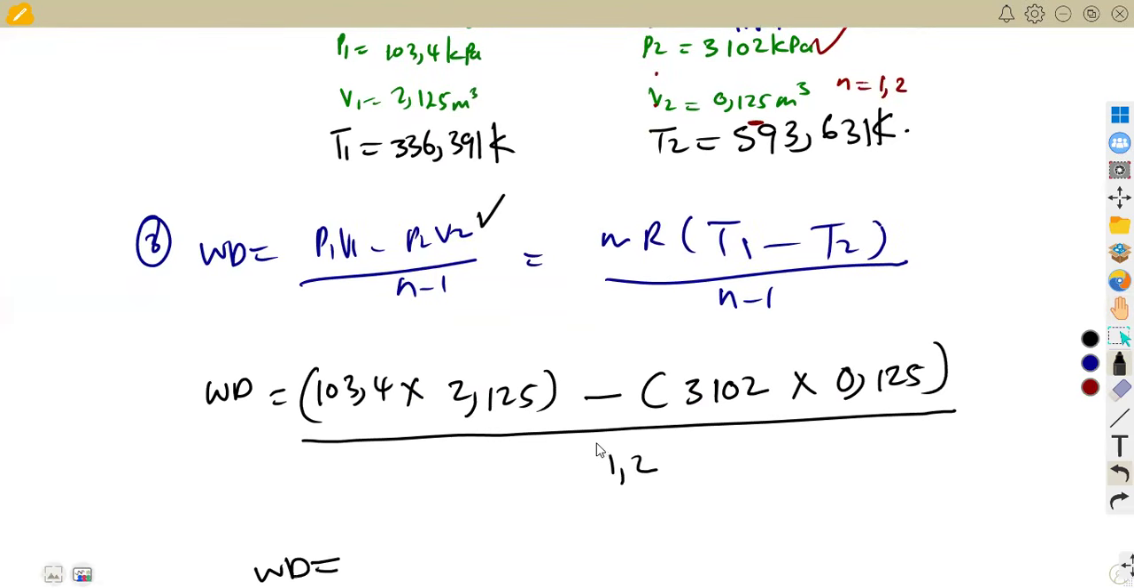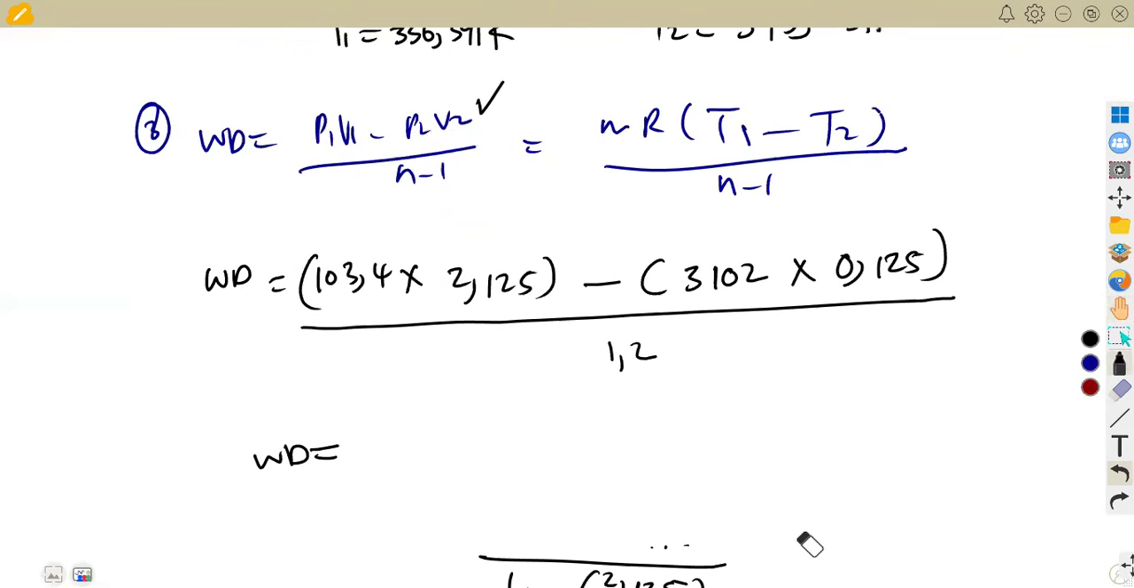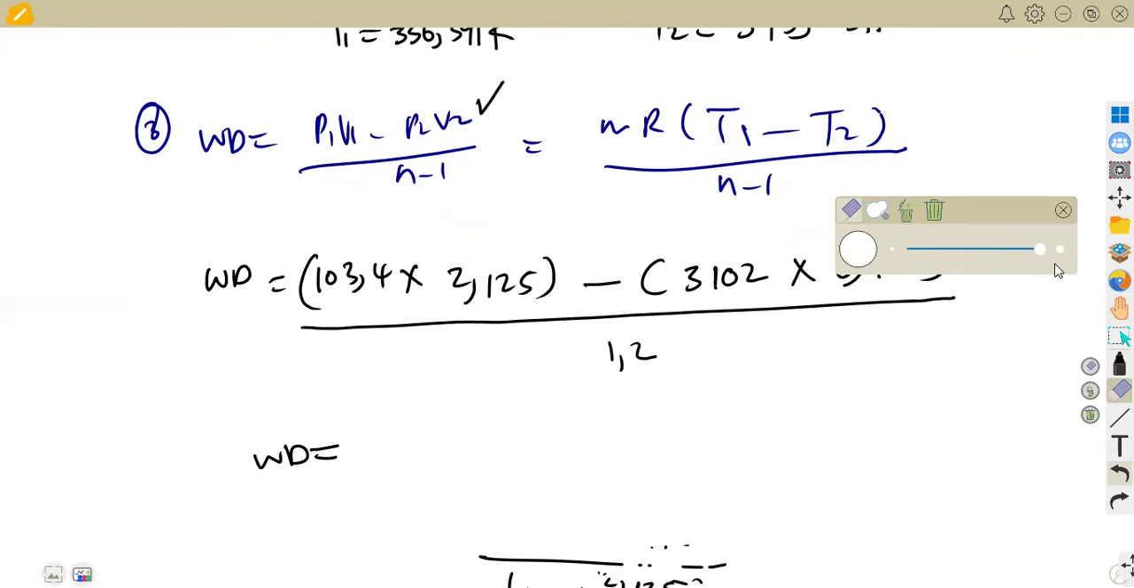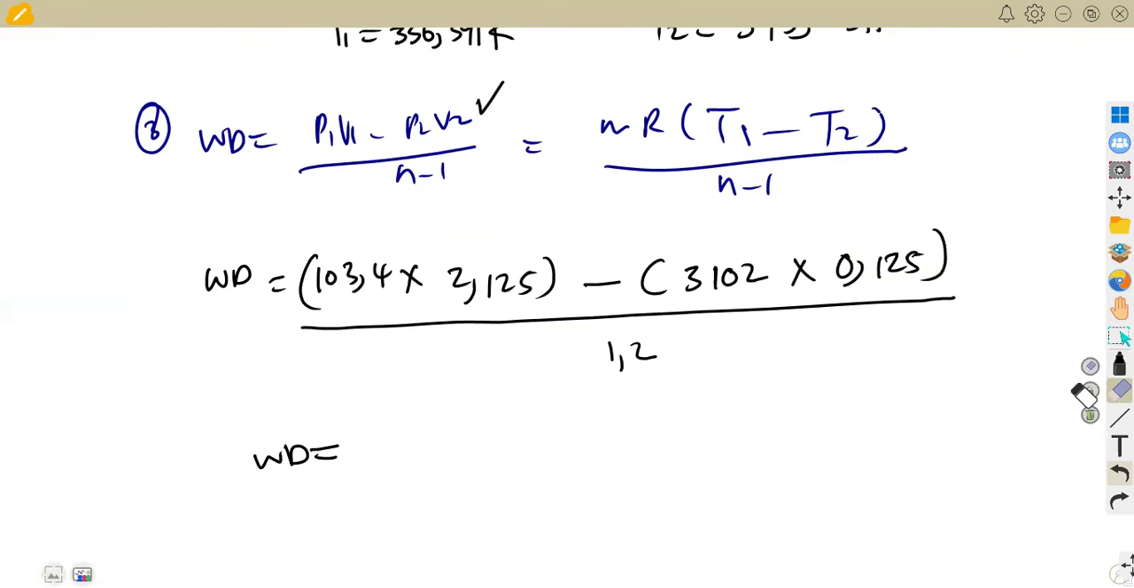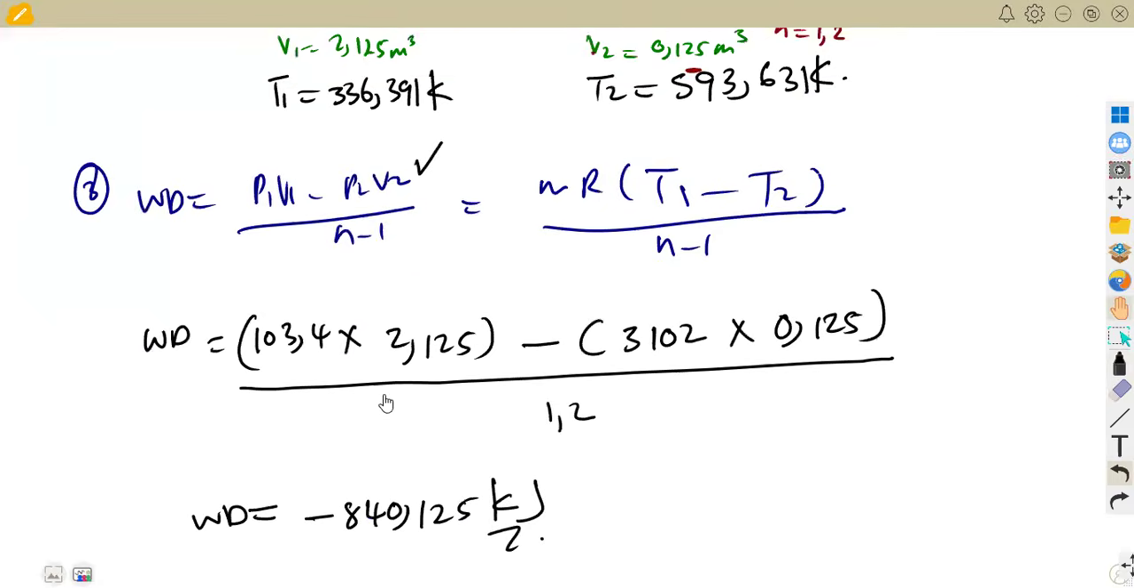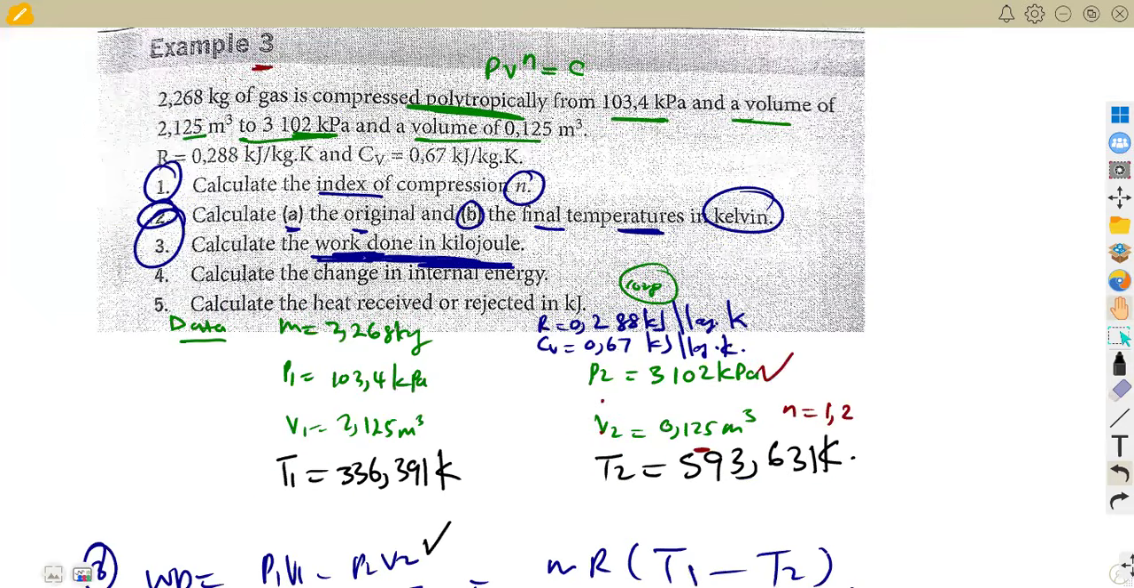So that's it. We are going to have work done, and this gives us the work done in kilojoules. And it is like this. So meaning to say, in your calculation, you're supposed to be very, very familiar with your units. That was going to give us negative 840.125 kilojoules. Remember, I mentioned about the negative. It is being what? Compressed. That is why we see this, like the way that is happening there.